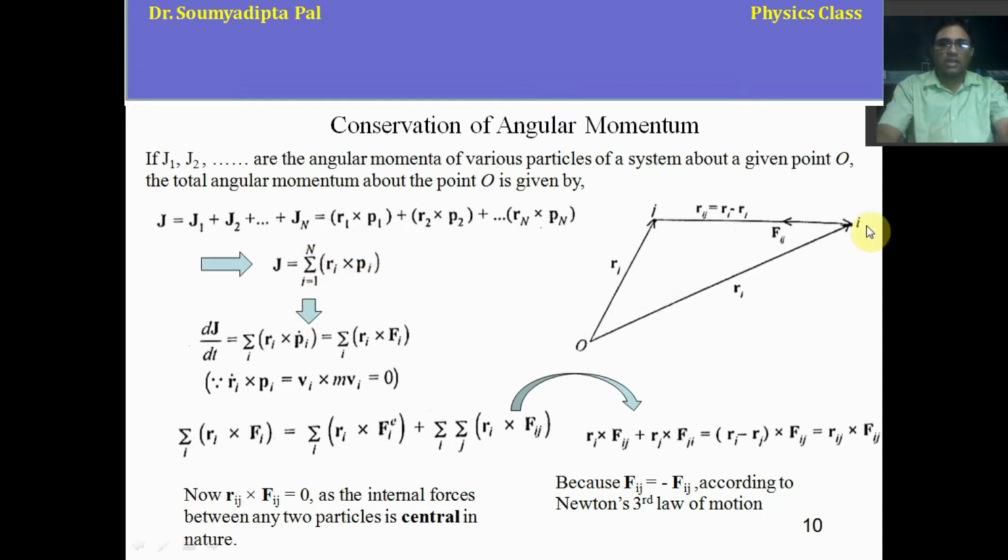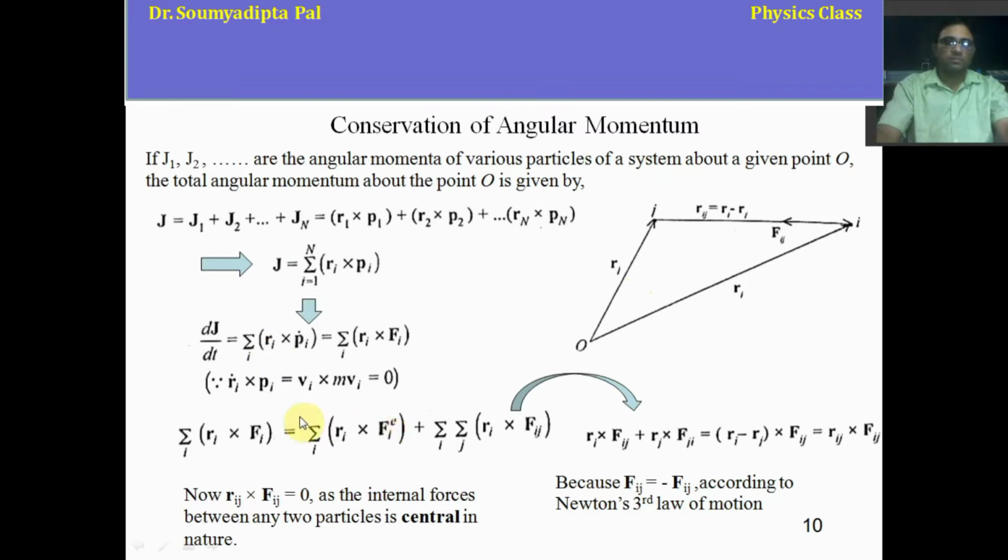Here Ri is the distance from this point O. So basically angular momentum is measured with respect to this point O, right? With respect to this point our system is basically rotating, and Rj is the distance from this point O.